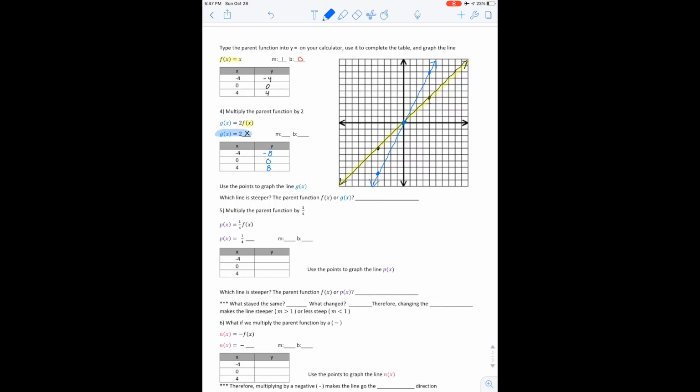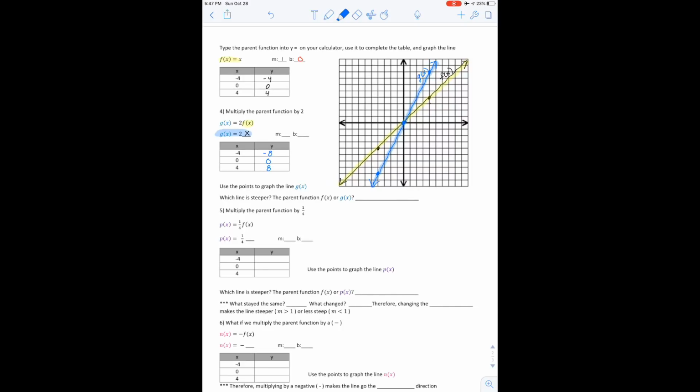Arrows on the end, and I'm going to label this one as g of x. My first one I should have labeled as f of x. All right, so again, especially if you just have pencil, make sure you are highlighting. If you're using colored pens, you can just color code your lines.